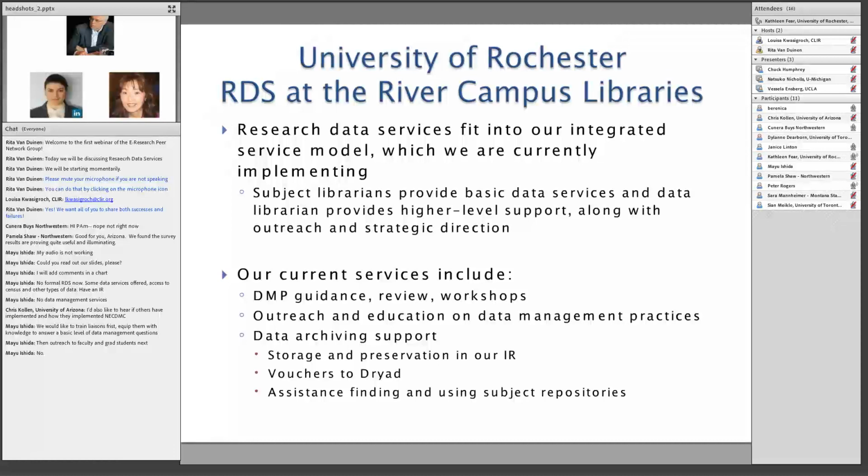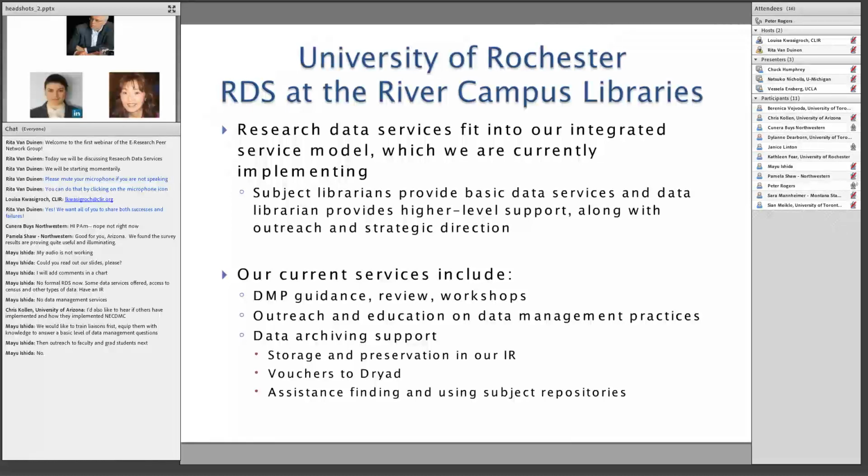So in terms of the research data services model, we see it as a very collaborative effort between the subject librarian and the data librarian, and I'm the data librarian. We see the subject librarians providing a basic level of data services, anything from referrals to helping with data management plans to helping with subject archives, depending on their level of interest and expertise. And then I do higher level support, getting involved with research projects, along with doing outreach and strategic direction for the program, including being a liaison to other campus entities that are involved in data, like our Research Computing Center, the University IT, and that kind of thing.